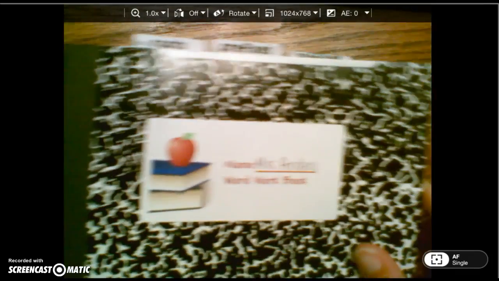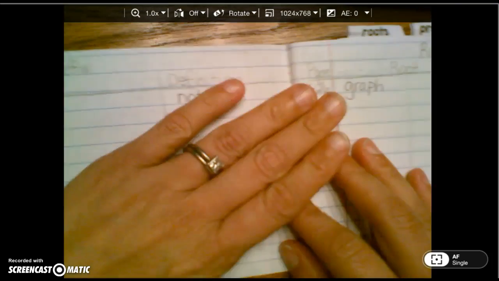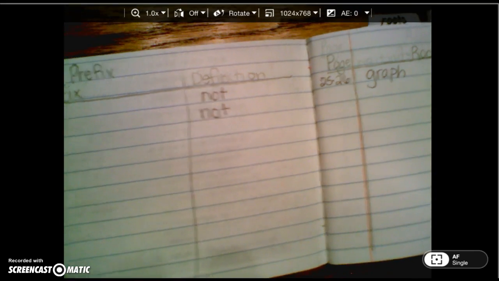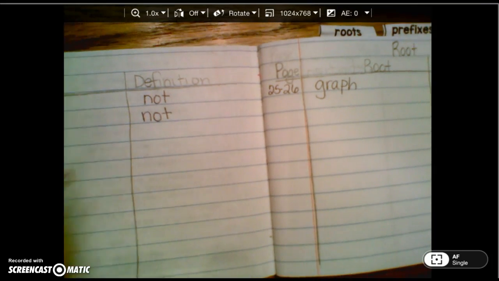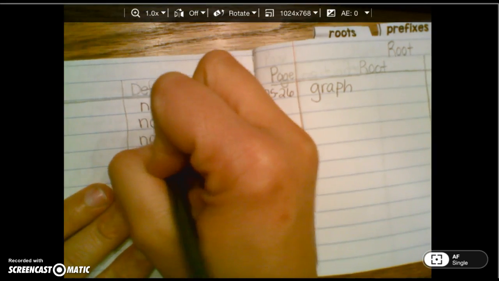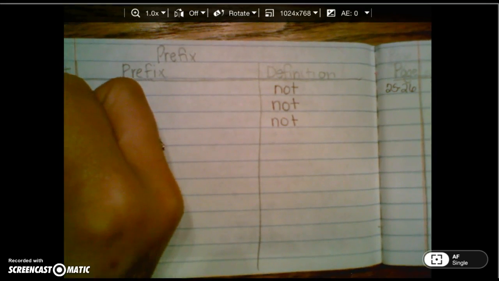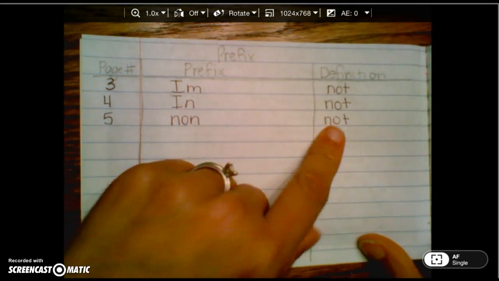Alright guys, we are back at our word workbook today, and we are going to have a new root word and prefix for this week. So let's go ahead and turn to our table of contents. Our first prefix for this week is non, and it also means not. And that can go on page 5. So, page 5, non, not.